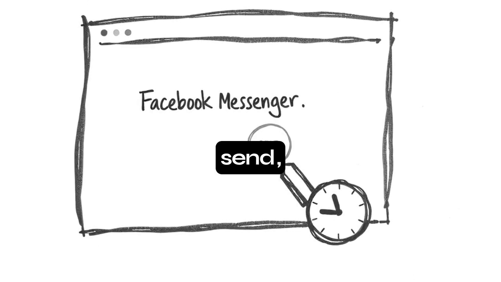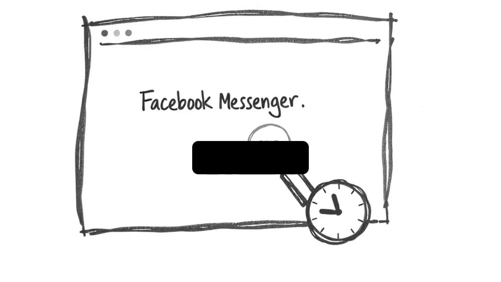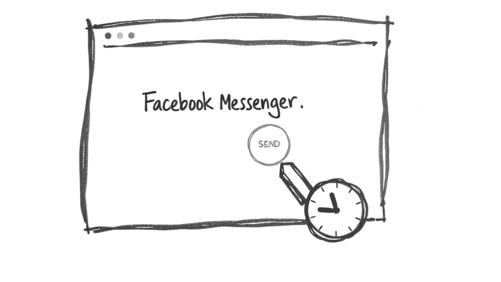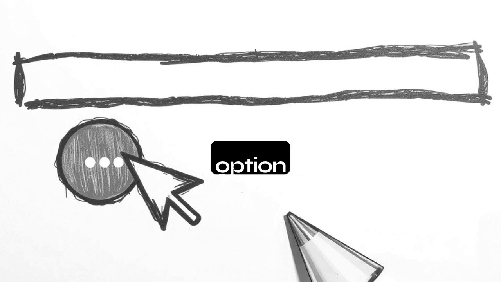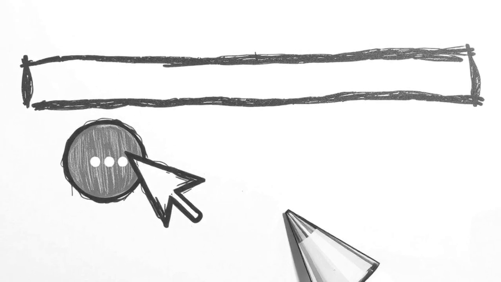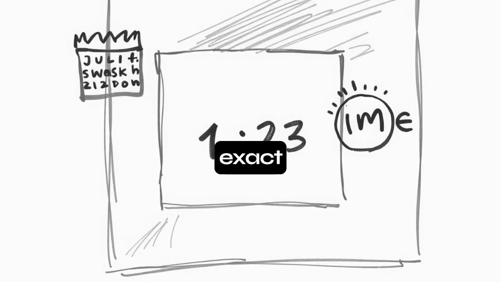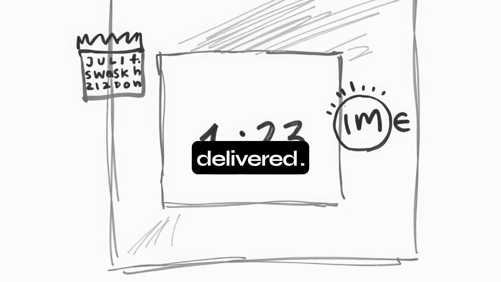Before you click send, we'll turn this into a scheduled message, so it goes out exactly when you want. Look for the small clock or scheduling option next to the send button, then click it to open scheduling settings. A pop-up appears where you can pick the exact date and time you want this message to be delivered.